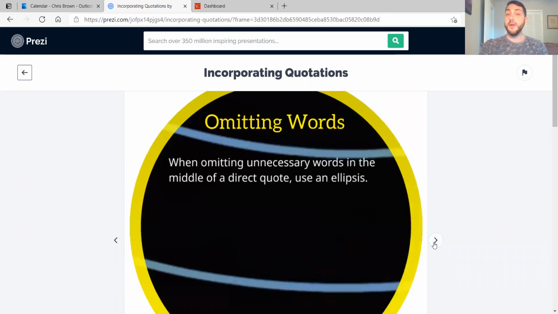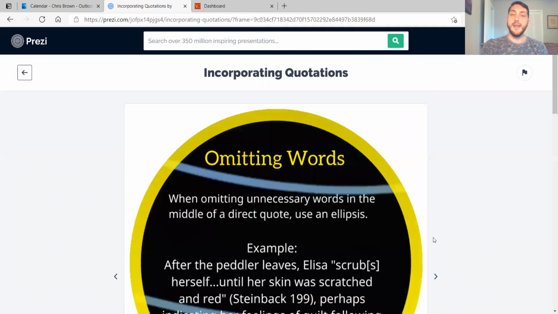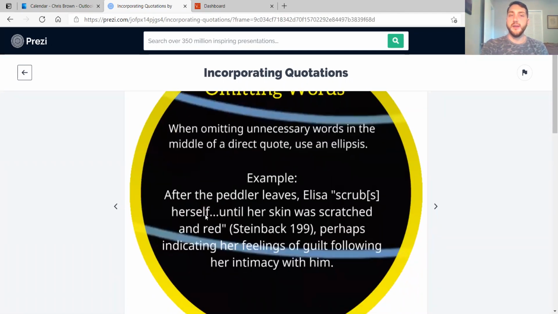You also might omit words from the original quote, or you might link together two parts of a quote that are separated by, say, a clause in the middle that you don't need. So when you're omitting words, you use an ellipsis, and that's the 3 dots here. So after the peddler leaves, Elisa, quote, scrubs herself, ... That means something was left out ... until her skin was scratched and red. And then we have the citation, perhaps indicating her feelings of guilt following her intimacy with him.